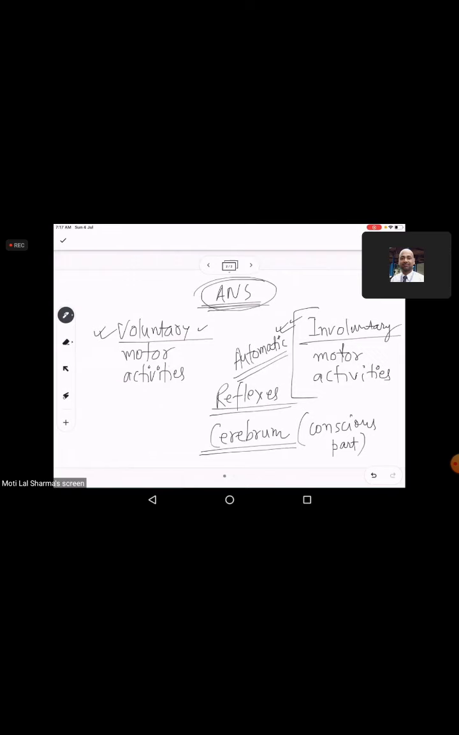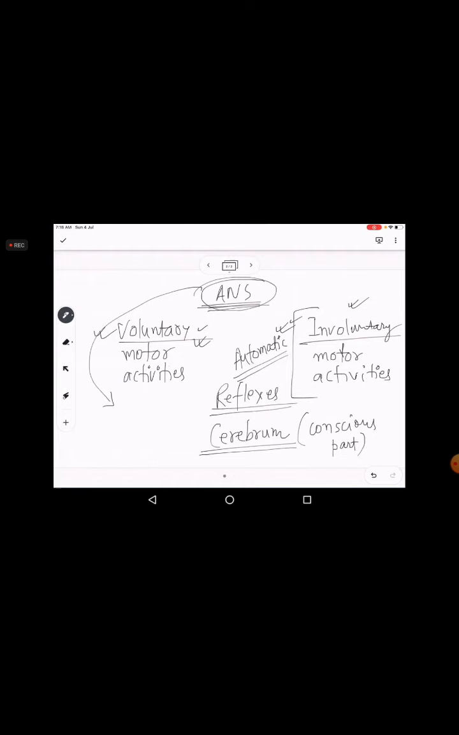One example I can give, to help you understand. Voluntary means you will think. Suppose I say, give your answer to this particular question, then you'll be thinking, and only then you'll answer. That means your brain's conscious part, the cerebrum, is involved.